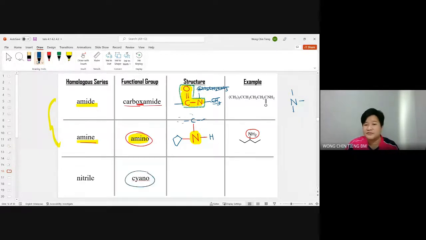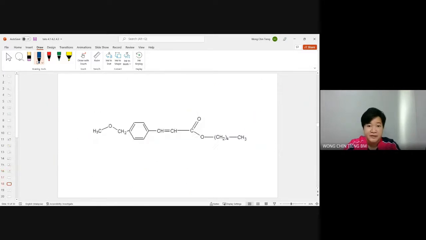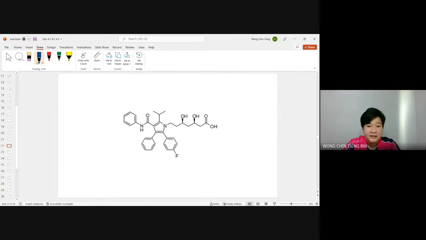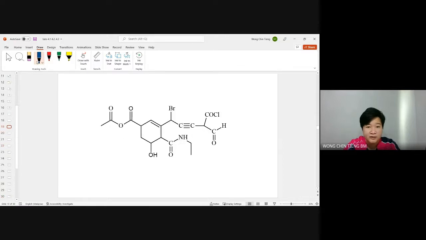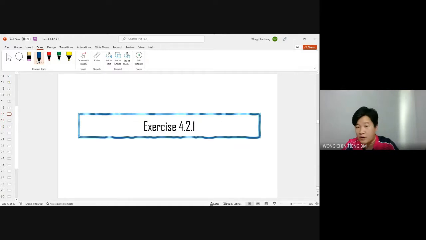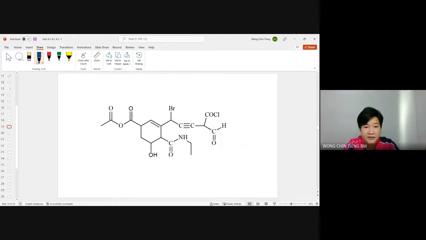Boleh? And cyano? Cyano functional group, simple. C triple bond N. Ataupun most of the time, you will come across as CN. Okay? All right. Question so far? No? Okay. Kita ada 5 structure dalam exam, dalam nota kamu. And I want to discuss in your exercise 4.2.1. I want to discuss this.